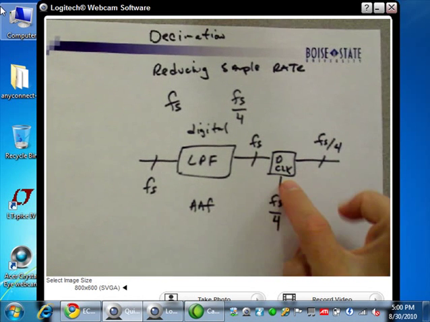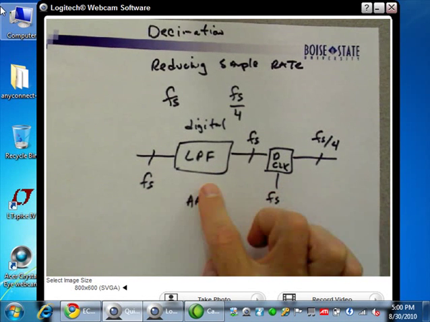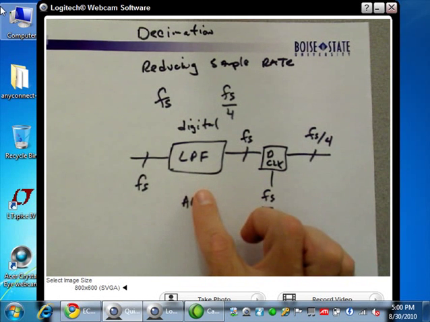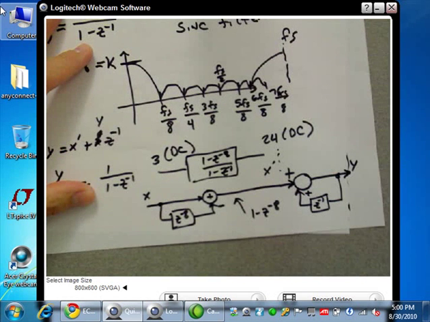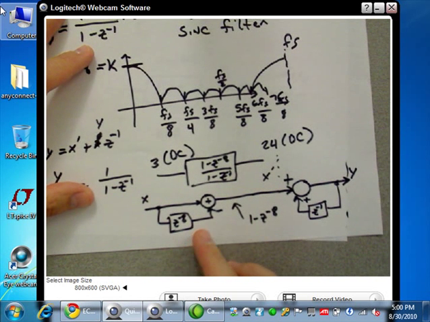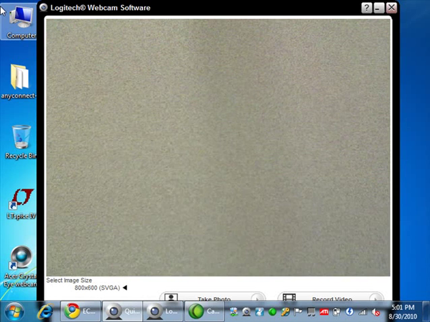This one's trivial to implement digitally, right? You just reclock at a slower rate. This one's a digital low-pass filter. Now we have at least one way of implementing a digital low-pass filter. We know how to do it in hardware right there. Notice there's no multiplications. It's all just adders and delays. Very simple and practical. Questions? Okay.